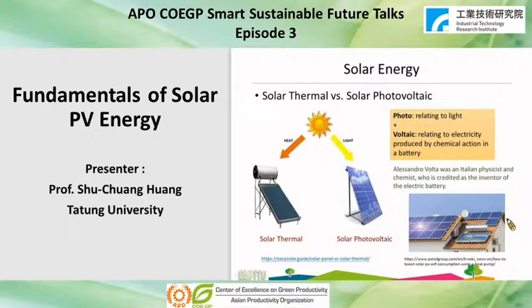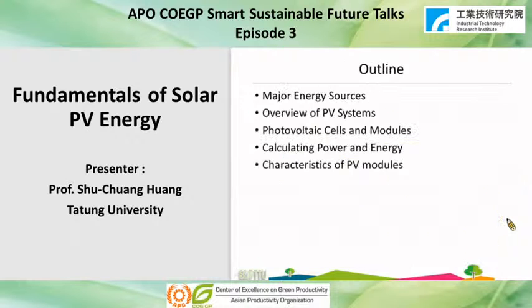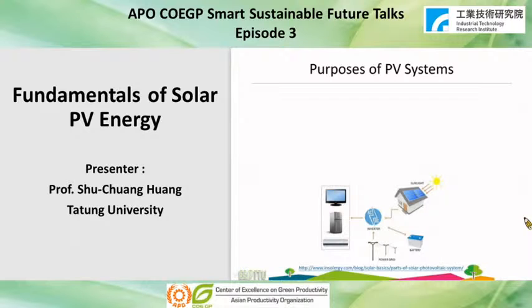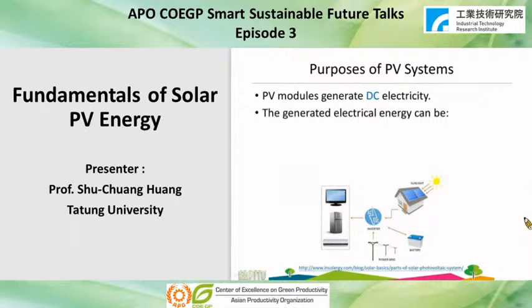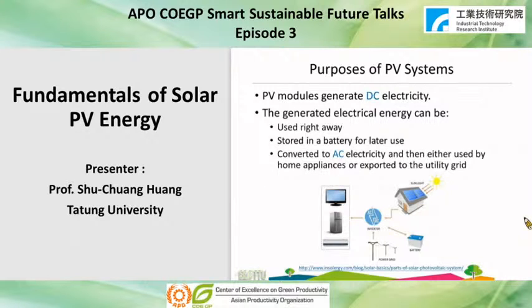So let's focus on solar energy. Let's take an overview of PV systems. From this slide, we can check out the purpose of PV systems. First of all, the PV module generates DC electricity. The generated electric energy can be used right away or stored in the battery for later use, or converted to AC electricity and then either used by home appliances or exported to the utility grid.